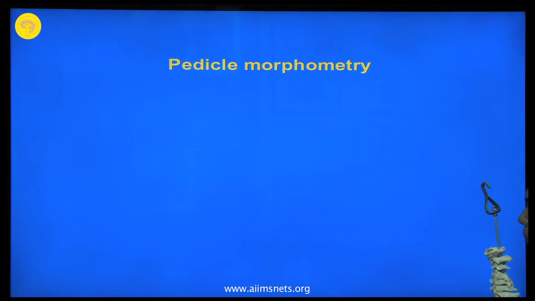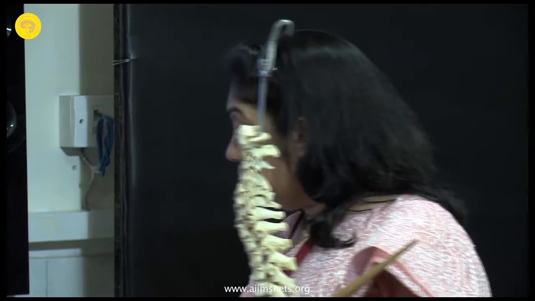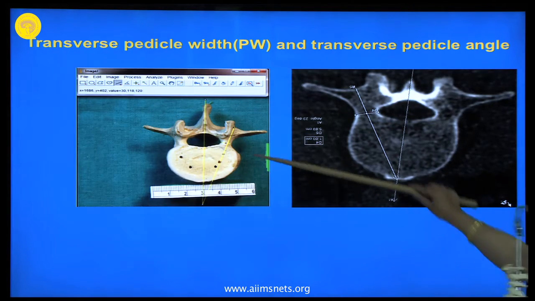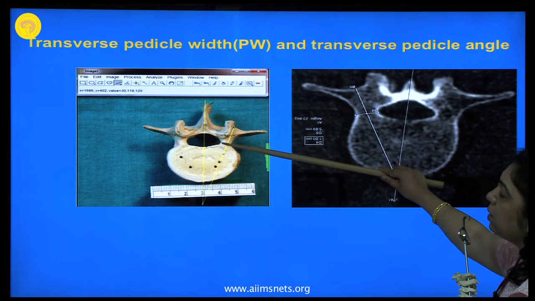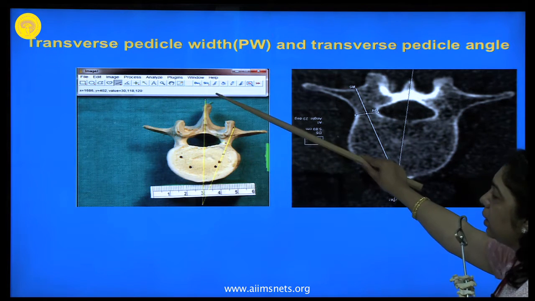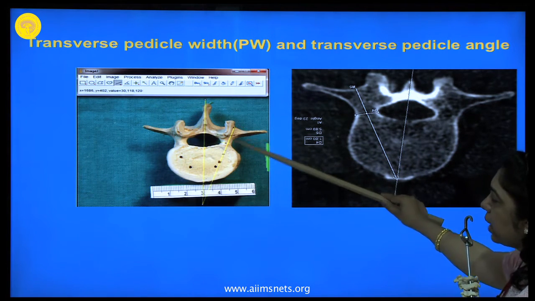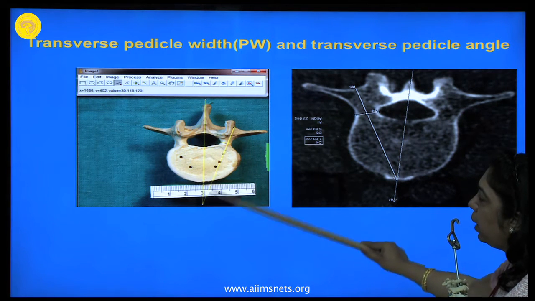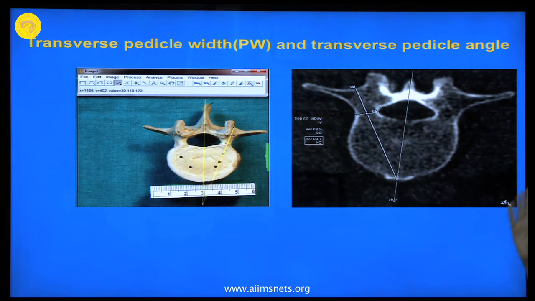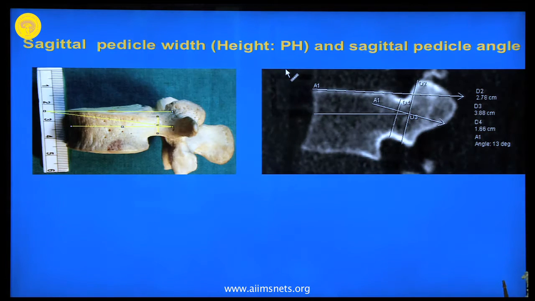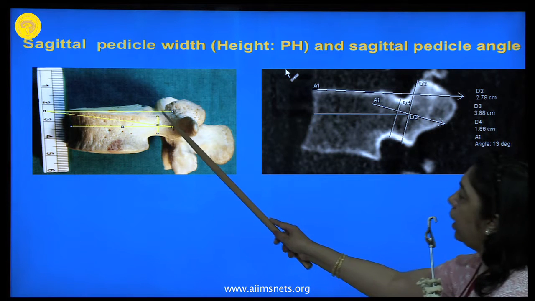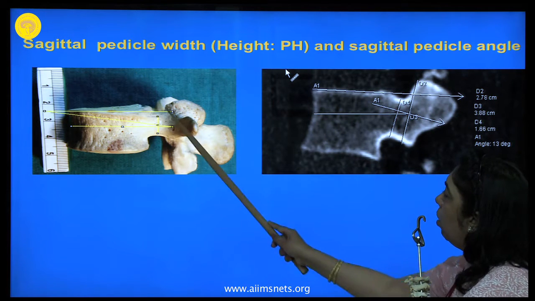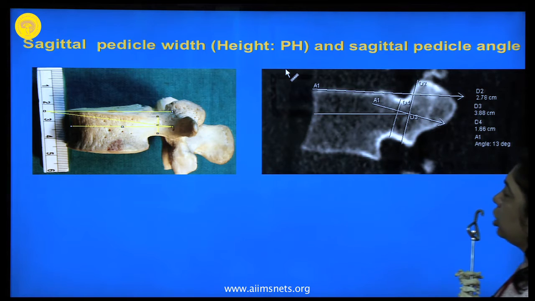Now, we come to the pedicle morphometry in these two regions. The dimensions which we are going to see here are the transverse diameter, that is the width of the pedicle, then the transverse pedicle angle, this is the axis of the pedicle and this is the mid-sagittal plane. So, the angle the axis of the pedicle makes with the mid-sagittal plane is the transverse pedicle angle. The other two dimensions are the pedicle height, and the angle it makes with the horizontal or the axial plane, that is the sagittal pedicle angle.